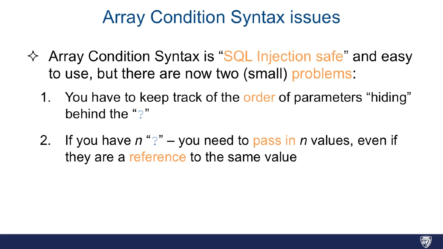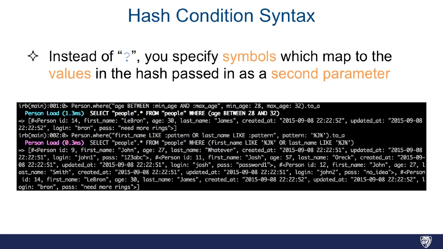Number two, if you have, let's say, 2 or 3 question marks that refer to the same value, you still have to provide that value multiple times, like we saw in the example with first name and last name. You're really looking for the same value of J inside those attributes, but you had to provide the %J% 2 times because you had 2 question marks in your query. So is there a way to avoid that? That's where the hash condition syntax comes in. It really takes care of both those issues.